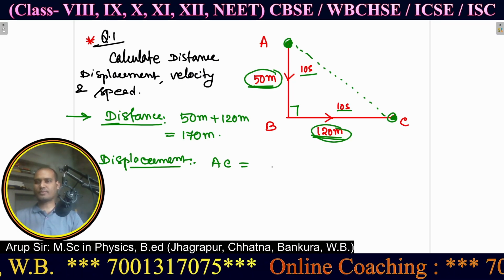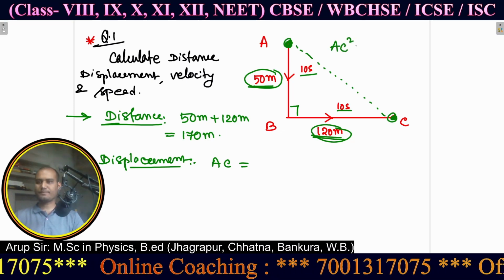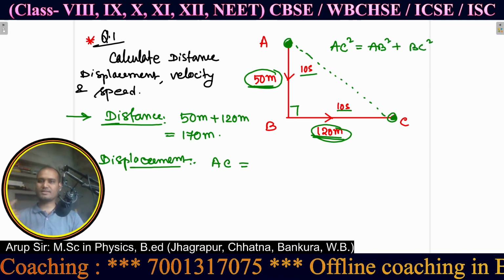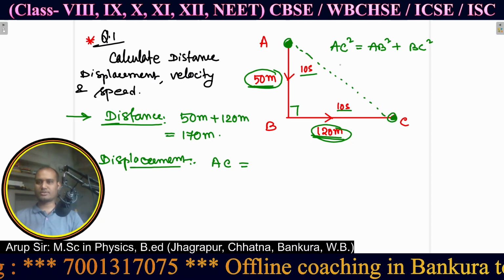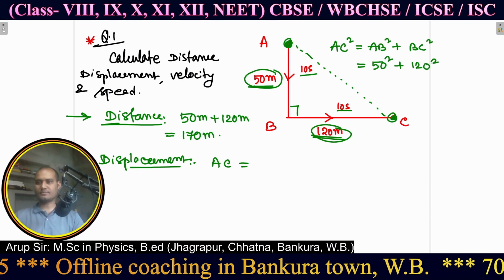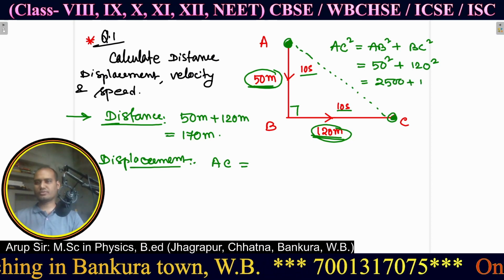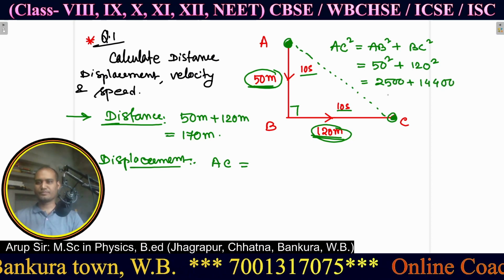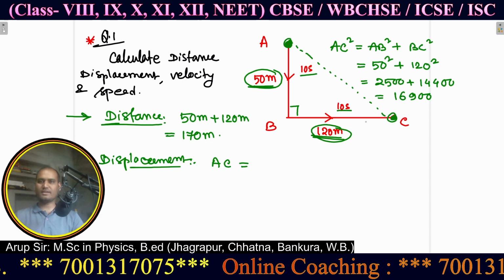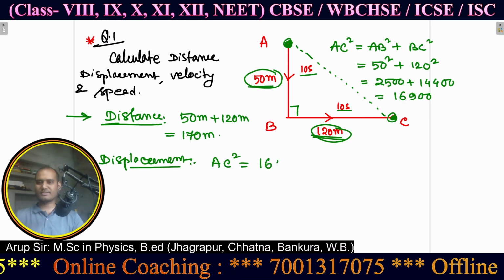Okay, so what is the formula? The formula to calculate the hypotenuse is simply AC square is equal to AB square plus BC square, right? Hypotenuse square is equal to base square plus perpendicular square. AB square means 50 square and BC square means 120 square. So 50 square means 2500 and 120 square gives you 14400. After adding you will get 16900. Okay, 16900 is for which? For AC square.